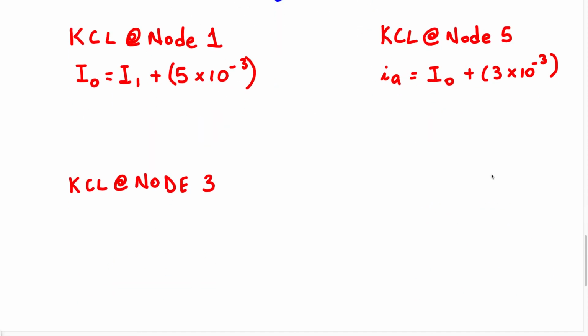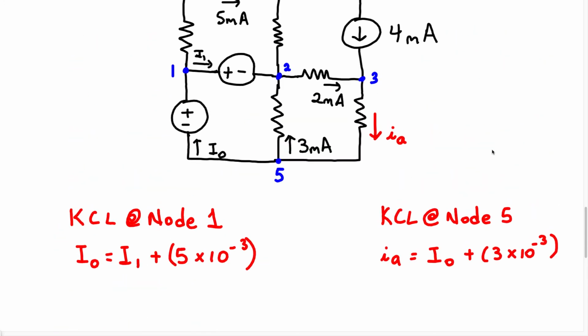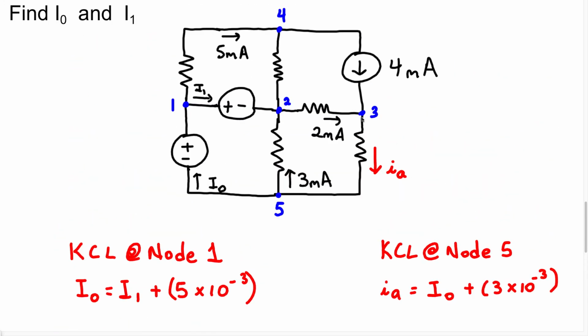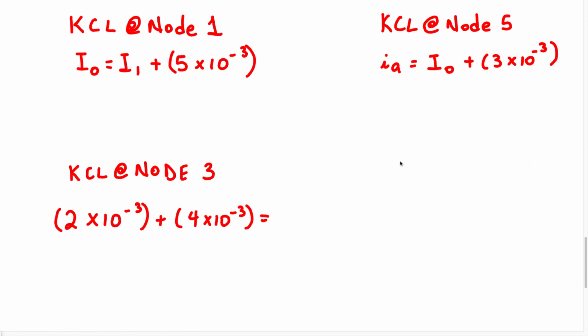So we can write this as 2 times 10 to the minus 3 plus 4 times 10 to the minus 3. That's the total current entering this node. Now the total current leaving node 3 is just going to be the current IA. So we know that's going to equal IA. So when we solve for this now, we can say the total current IA is going to equal 6 milliamps. So 6 milliamps equals IA.